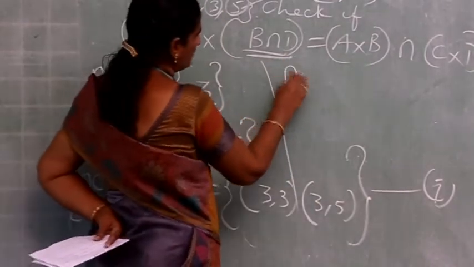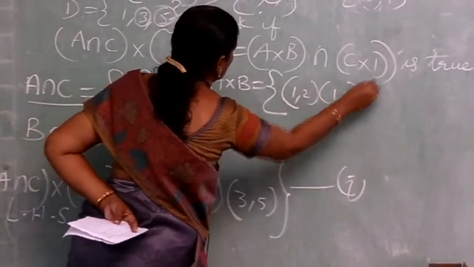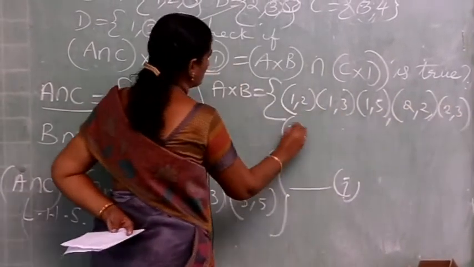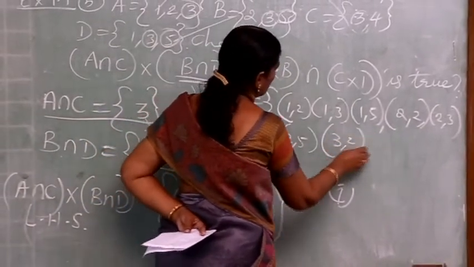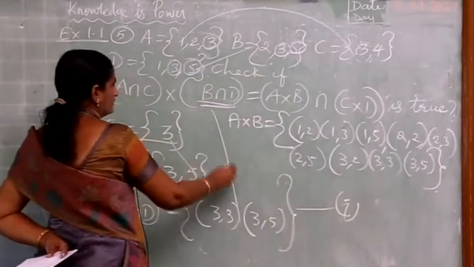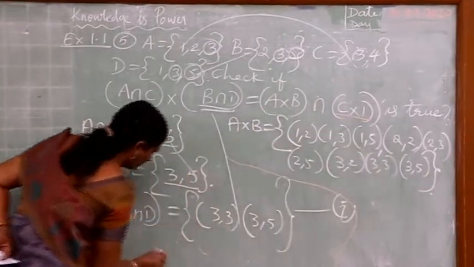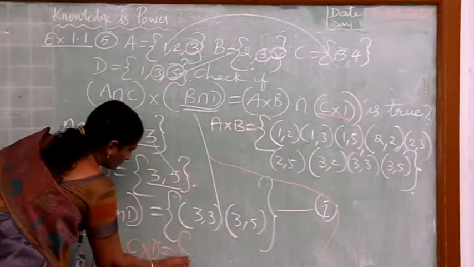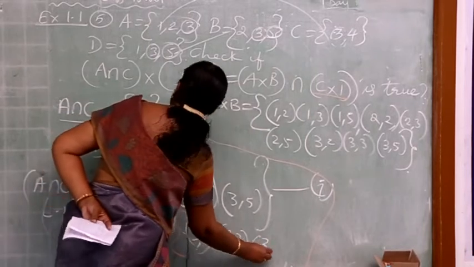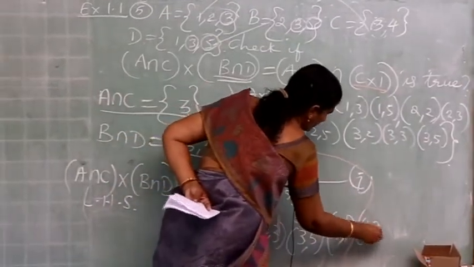Then we can come to the right hand side, find A cross B. (1, 2), (1, 3), (1, 5), (2, 2)... then A cross B, next C cross D: (3, 1), (3, 3), (3, 5), (4, 1), (4, 3), (4, 5).